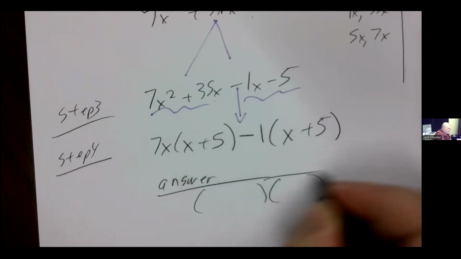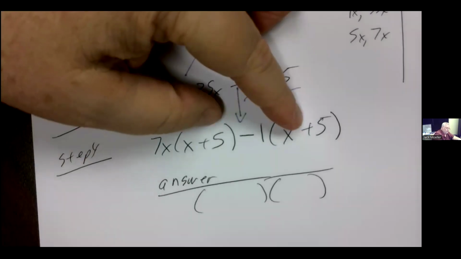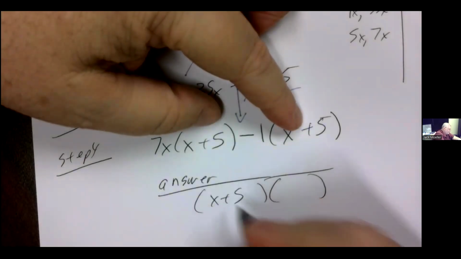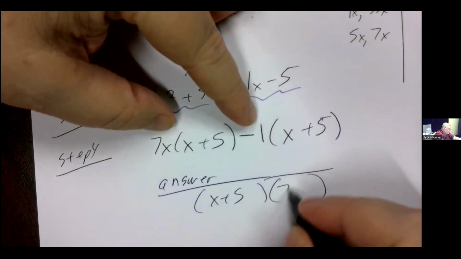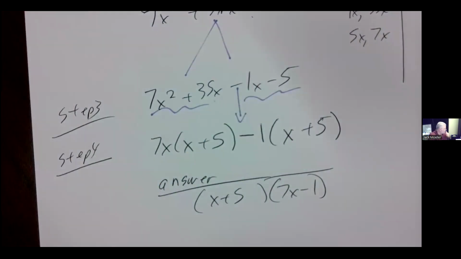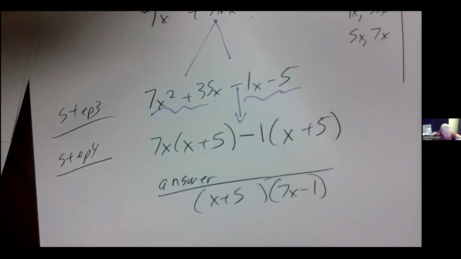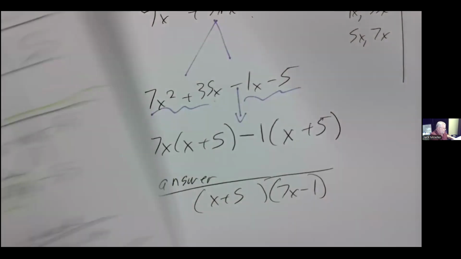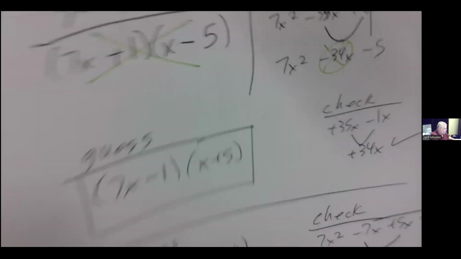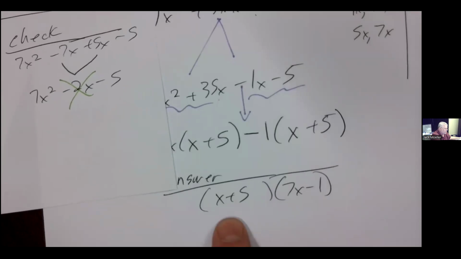So we're factoring a trinomial, so we have two binomials. Remember, what's inside is half the answer. What's outside is the other half. So x plus 5 times 7x minus 1, or you could flip-flop them because it does not matter what order you write them in. And just to verify, before we had 7x minus 1, x plus 5. It was 7x minus 1, x plus 5, same answer.